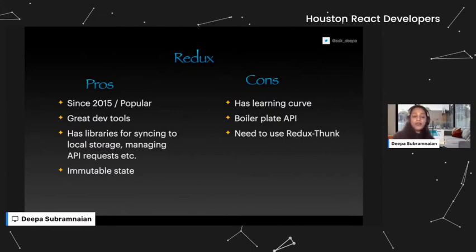Redux has a learning curve. If you talk about the learning curve of Redux, you have to learn a lot of terminologies. It's got a steep learning curve. You have a lot of boilerplate APIs, and then if you need to use Redux Thunk, it's a middleware that can either delay your dispatch of an action, or dispatch only if certain conditions are met. So there are a lot of things involved here. If you know how to use this tool, yes, it's a good thing. But if you are starting to learn, it might be a steep learning curve.